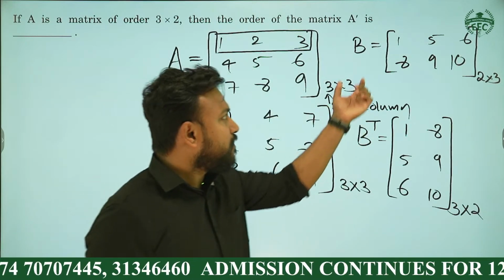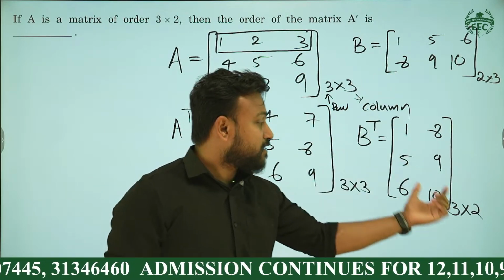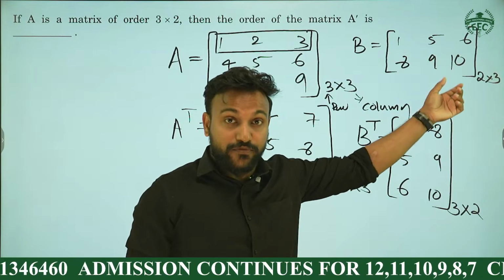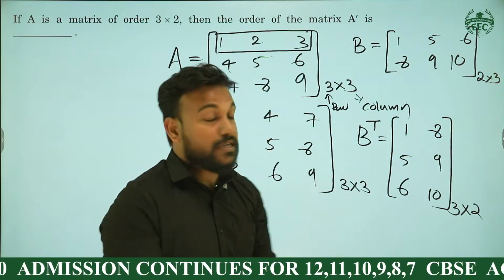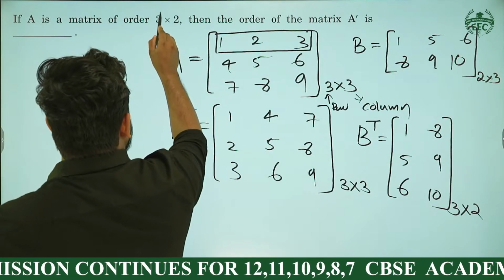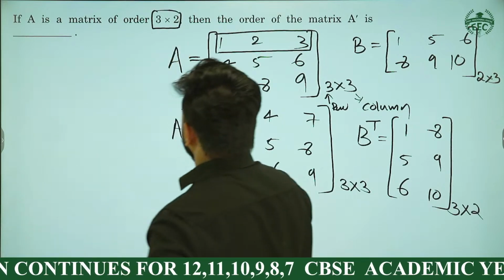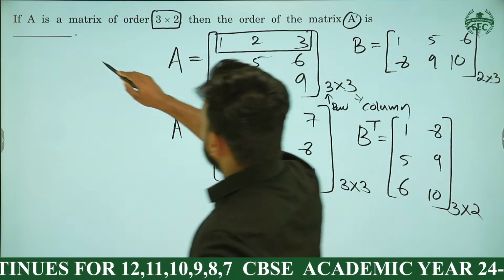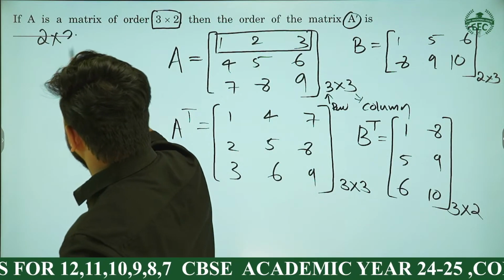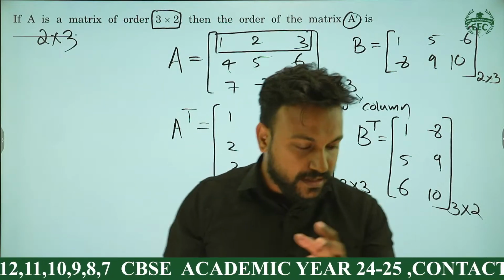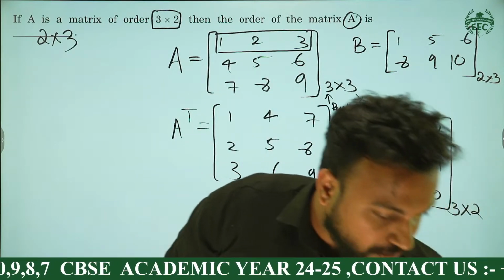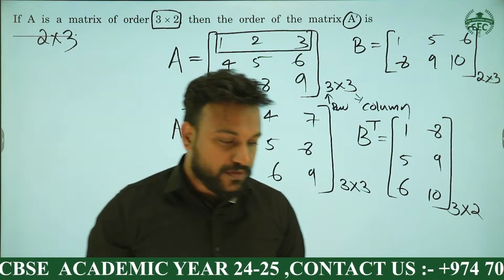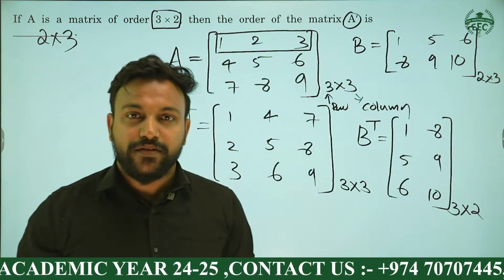So what happens here? If you take the transpose of a matrix, the order will also interchange. The number of rows and number of columns will also interchange. So if this matrix has order 3 by 2, then the transpose will have the order 2 by 3. The answer is 2 by 3. Did you get the answer? All good? Then we can go for the next question.